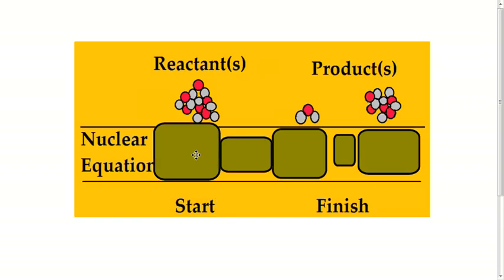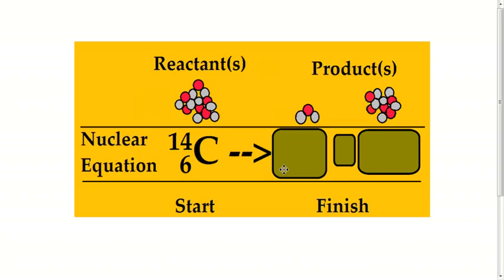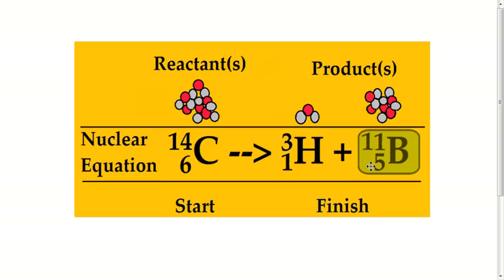As an equation, I'd write that as this. I have 6 protons and 8 neutrons. That makes a mass number of 14. That's a carbon atom, an isotope of carbon. And the first one is an isotope of hydrogen. It's got 1 proton and 2 neutrons. It's a tritium. And then what's remaining is an isotope of boron. It's got 5 protons and 6 neutrons.